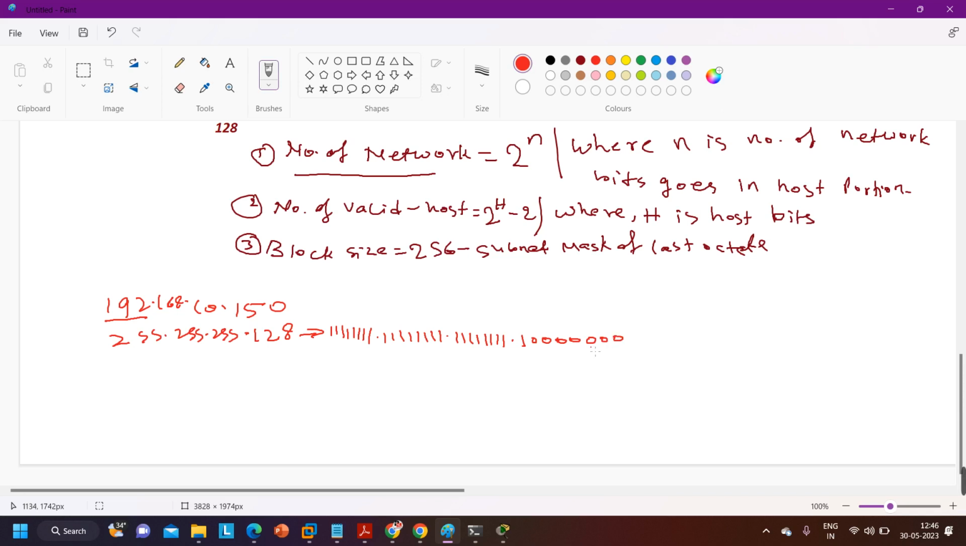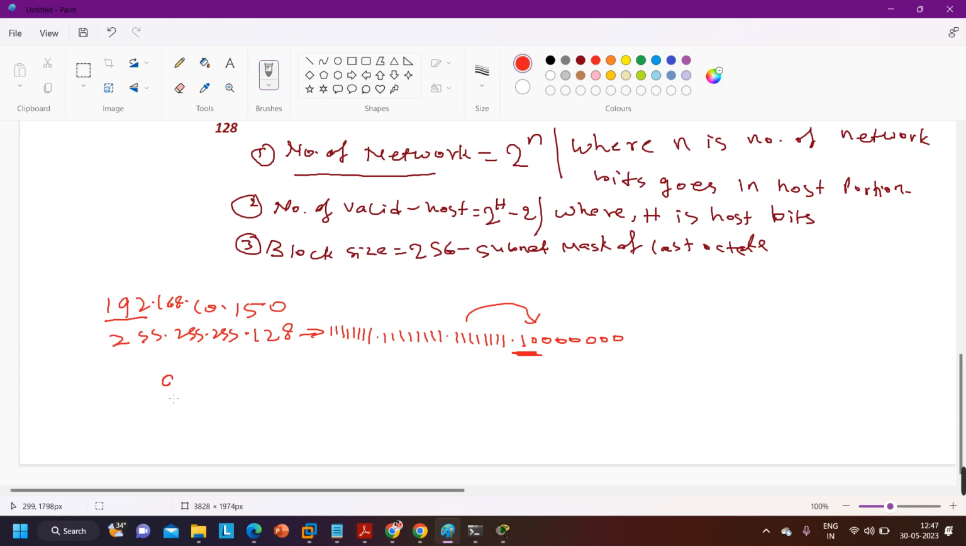Yes or no? Yes. This is the binary of the subnet mask. See here, how many bits have I borrowed? One bit. One bit has gone from the network portion to the host portion. Or you can say we have borrowed 1 bit.